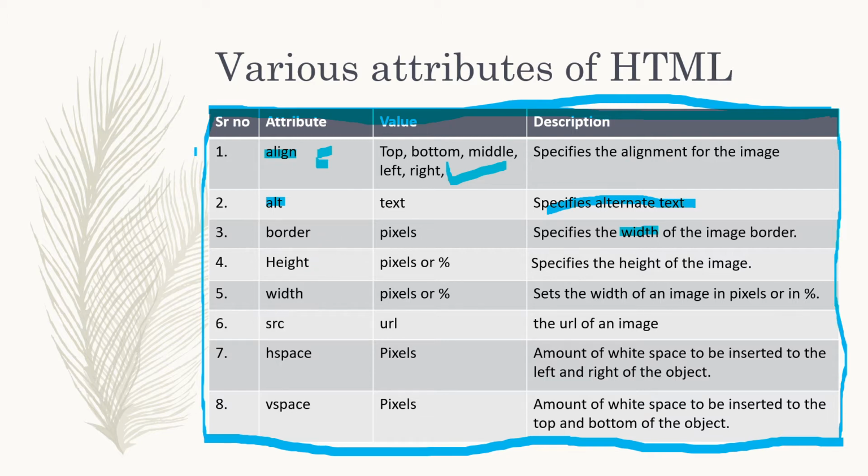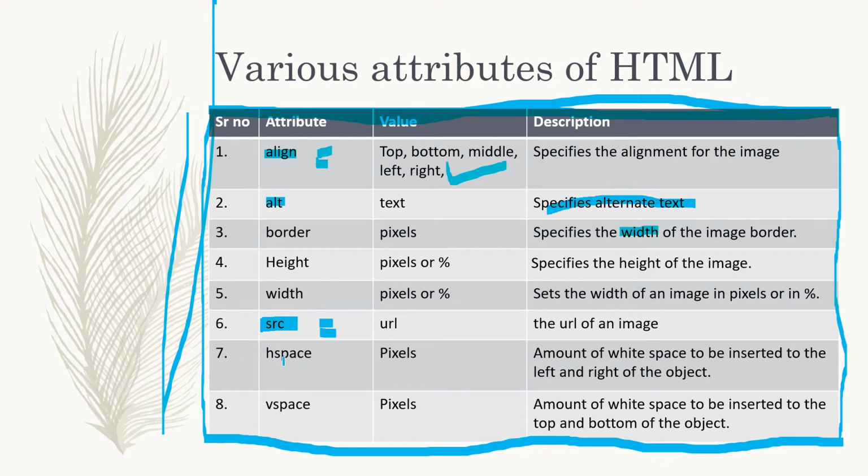Next is height, means this will be the height of your image, that is vertical, how vertically long it is. Then width is the broadness, how much broader you want the image. Next is src. It is a very important one and it must be there. So URL. URL means uniform resource locator. Wherever the image is, that path you have to write in the URL. Like src is equal to, then the path or the name of the image where it is saved. So the URL of the image.